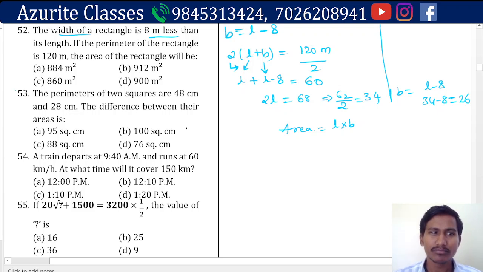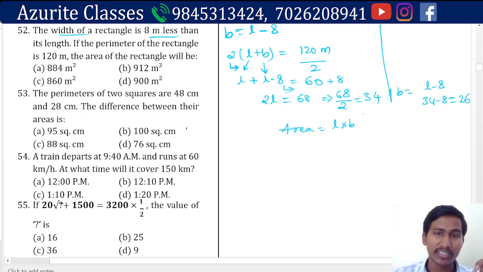So next here, L plus L, 2L. This minus 8 will become plus 8 that side. So 60 plus 8, 68. So 68 means 2L is 68, we have to divide by 2 that side. So 68 by 2 will be 34. So length came as 34.